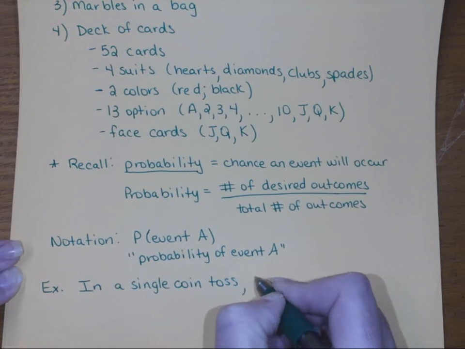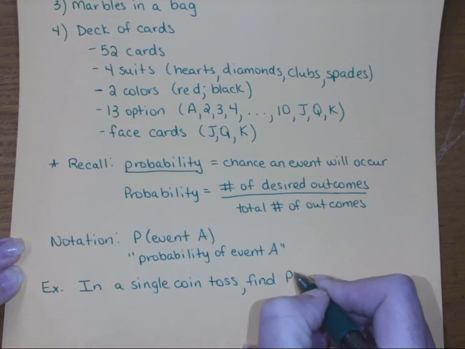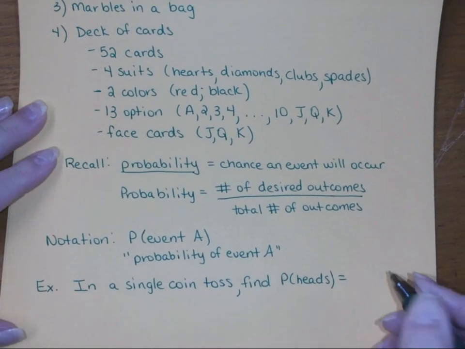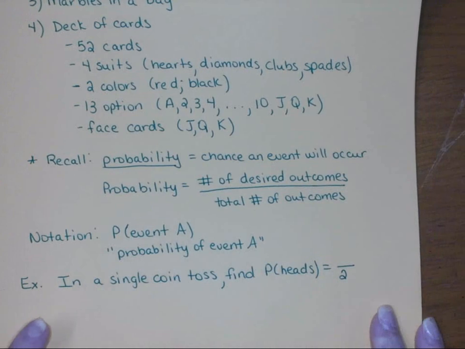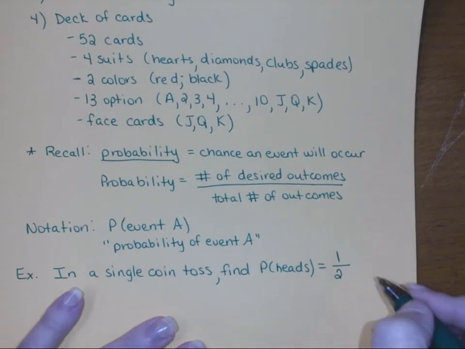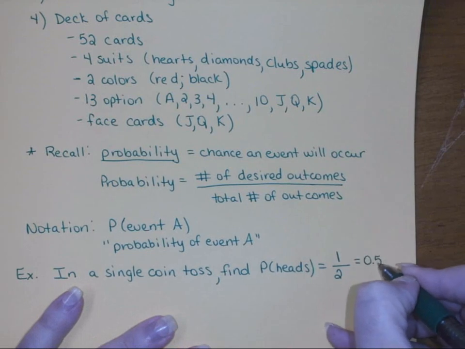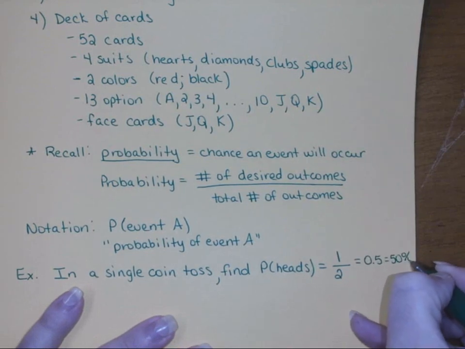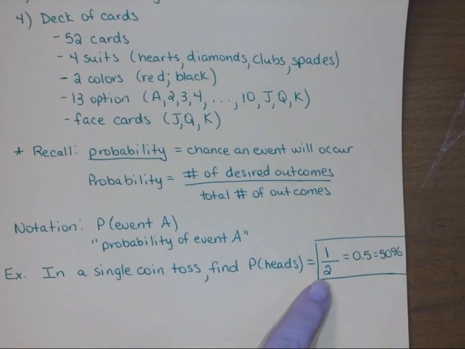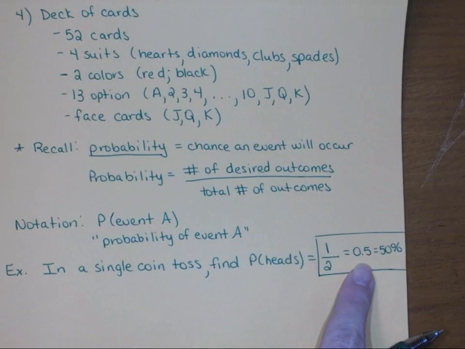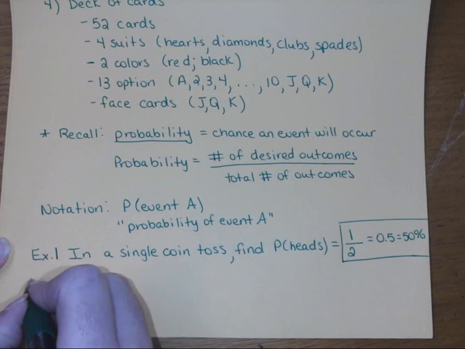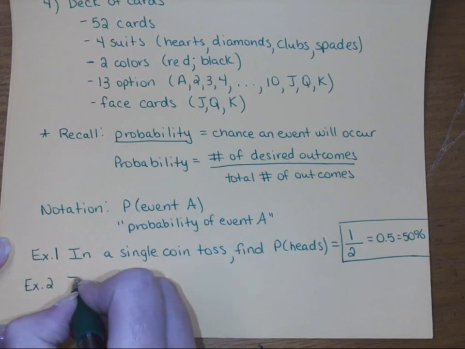So in a single coin toss, find the probability of heads. We have two total options, right? We can land on heads or tails. The probability of heads, our desired outcome, there's only one of those. Make sure that you can also change this to a fraction and/or a decimal and/or a percentage if I ask. Remember, you change a fraction to a decimal by dividing, and then you move the decimal place, or multiply by 100, to change a decimal to a percentage.